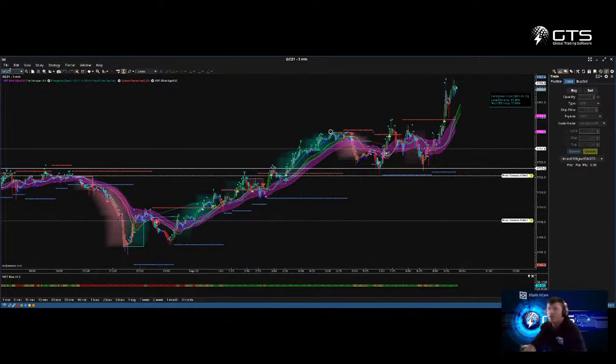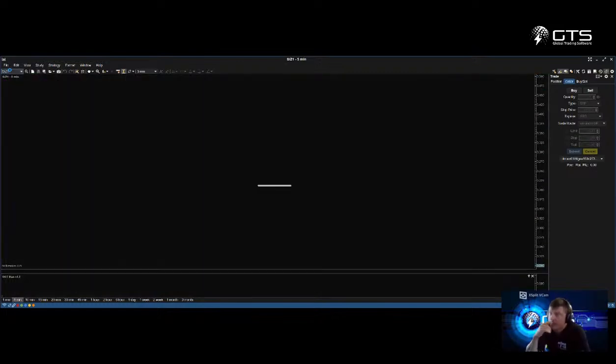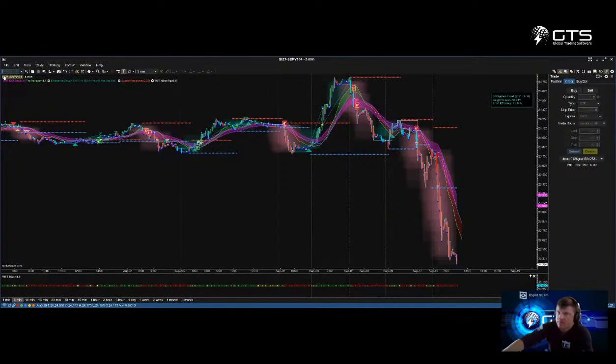Sorry. All right. So silver, SIZ1. Oops. Backslash is not a thing. There we go. No. I don't know what that is. SIZ1. Enter. What is that? What is going on here?